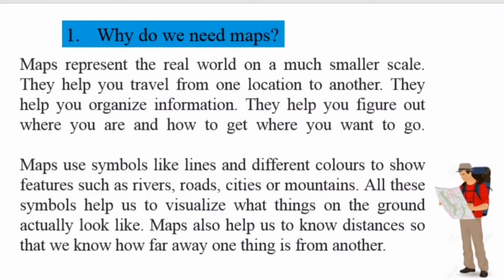Why do we need maps? Maps represent the real world on a much smaller scale. They help you travel from one location to another. They help you organize information. They help you figure out where you are and how to get where you want to go. Maps use symbols like lines and different colors to show features such as rivers, roads, cities, or mountains. All these symbols help us to visualize what things on the ground actually look like. Maps also help us to know distance, so that we know how far away one thing is from another.